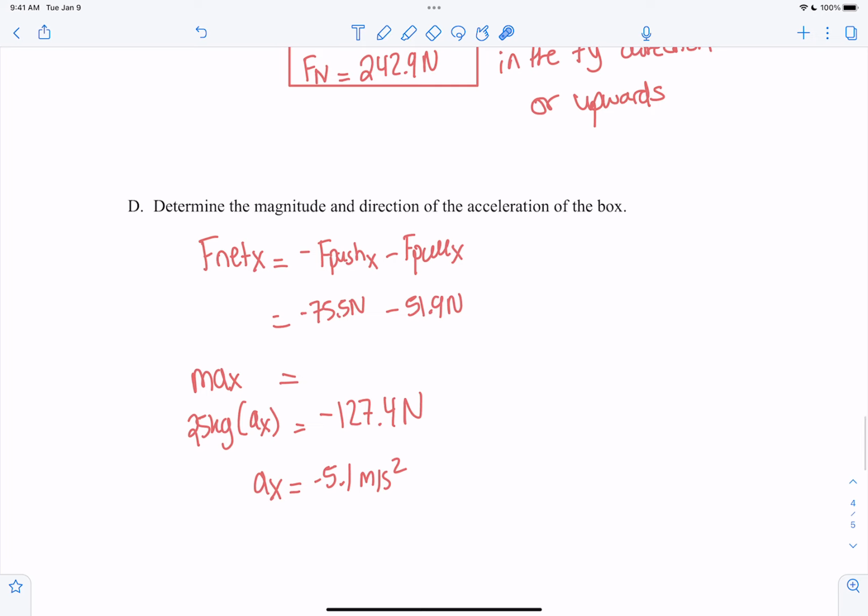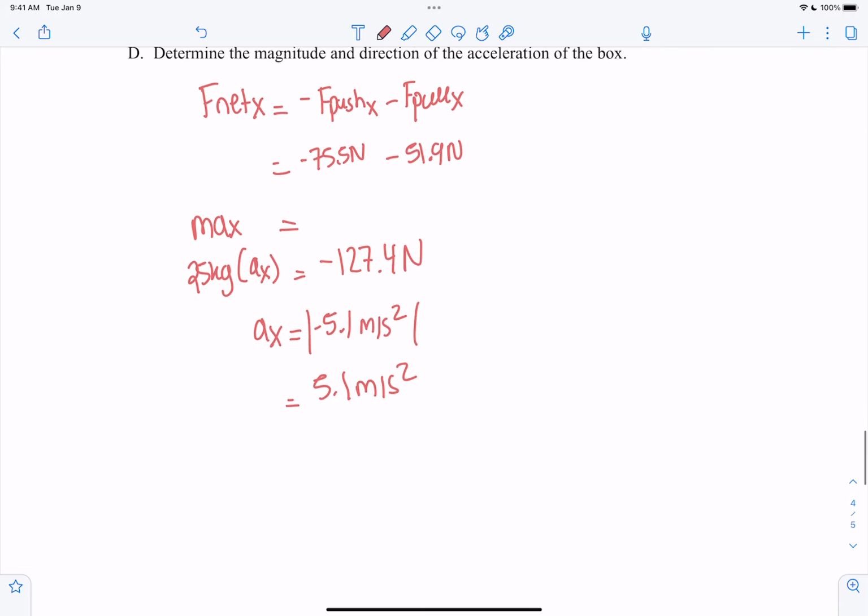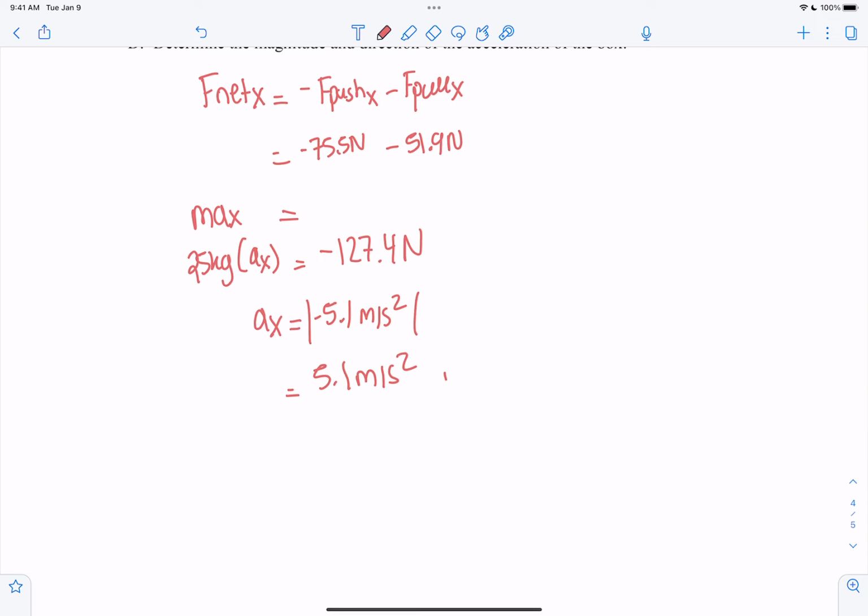Now, here's where it gets a little trippy sometimes. You know for sure that your answer is right here, right? But they want you to figure out the magnitude, right? So this negative sign, you just have to take the absolute value of it. You can literally just put up two bars like this and say this is 5.1 meters per second squared, and because obviously they want you to indicate the direction, you'll say negative x direction, or west, for example, or left, right?